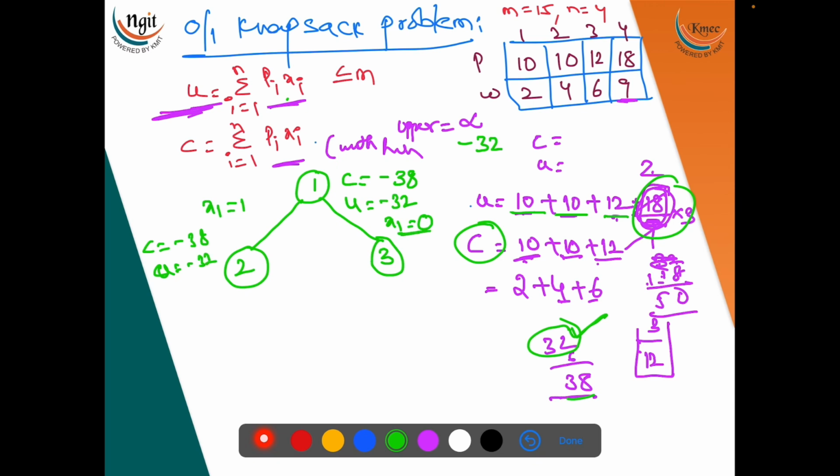Now let's see. If I don't place the x1 value, then what happens? In both u and c, you have to take out the 10. So if I cut this 10 over here, because the x1 object, this 10 has not been included, and this 2 is also not included. Now let us calculate the cost and upper limit. So now c is equal to what? The x2 object, the x3 object, 6 plus 4 is 10. Still you have only 5 more kgs left. So when you have 5 more kgs left, what will you do?